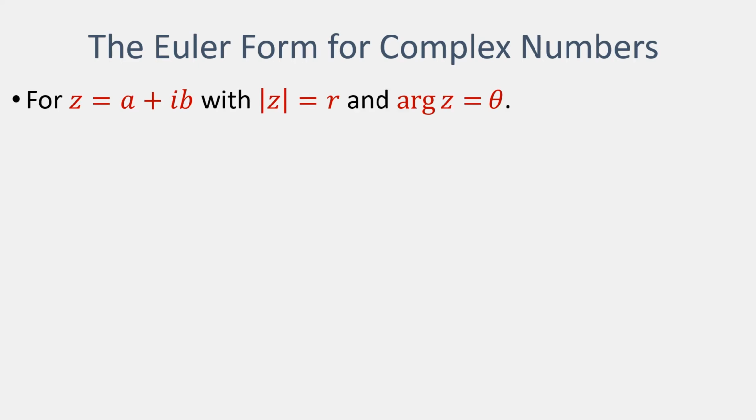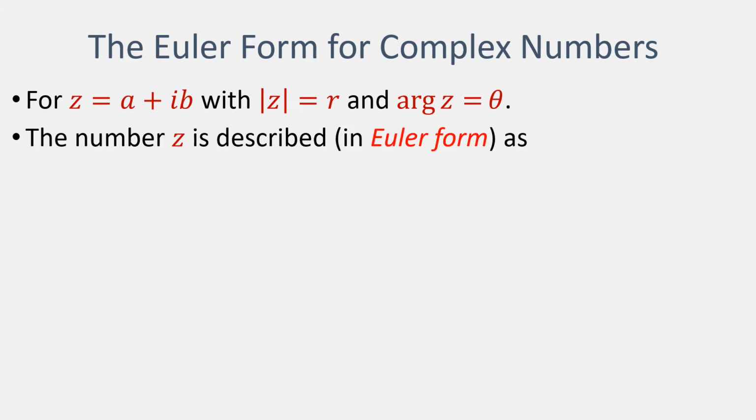I'm now going to turn to a form which is very important in applications. This is called the Euler form for complex numbers. So again, we take our standard form of a complex number. Its size is given by this value, and its phase is this value, theta. And in the Euler form, we describe a complex number as the size of the complex number multiplied by the exponential function raised to the power i multiplied by the phase of the complex number.